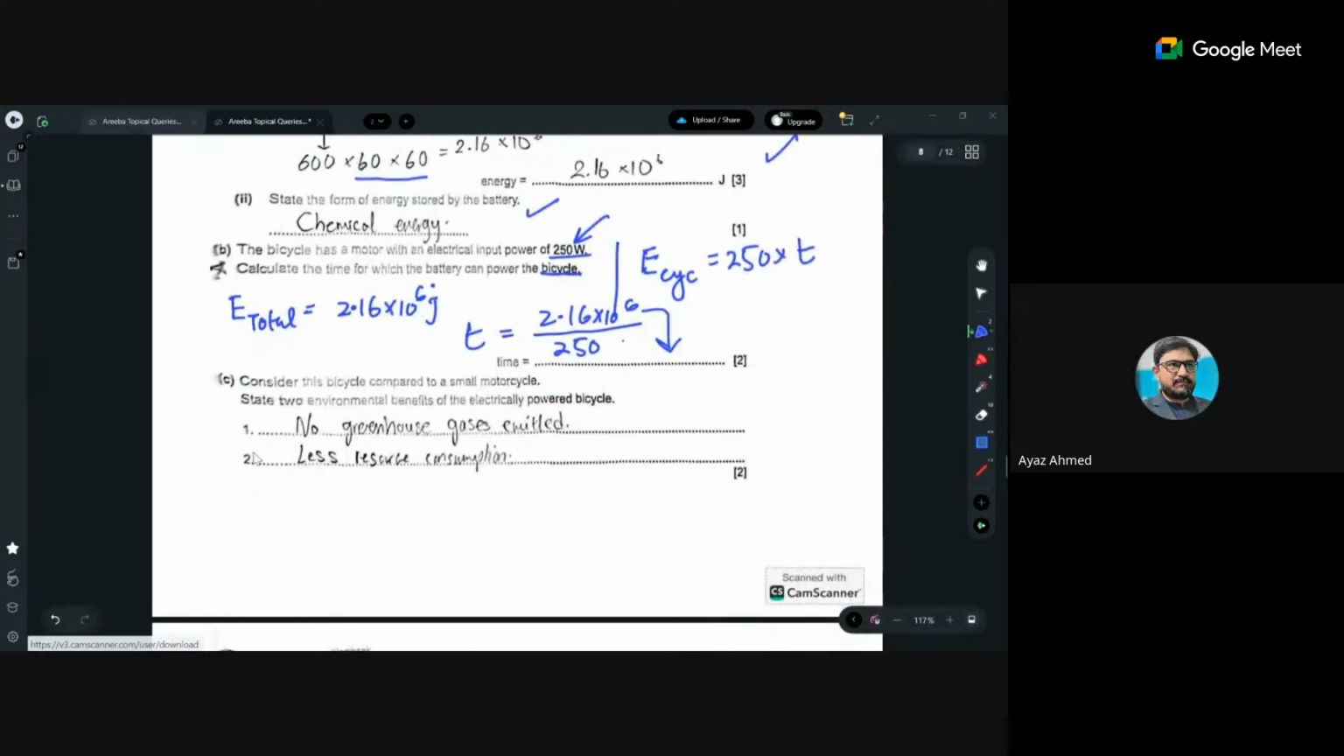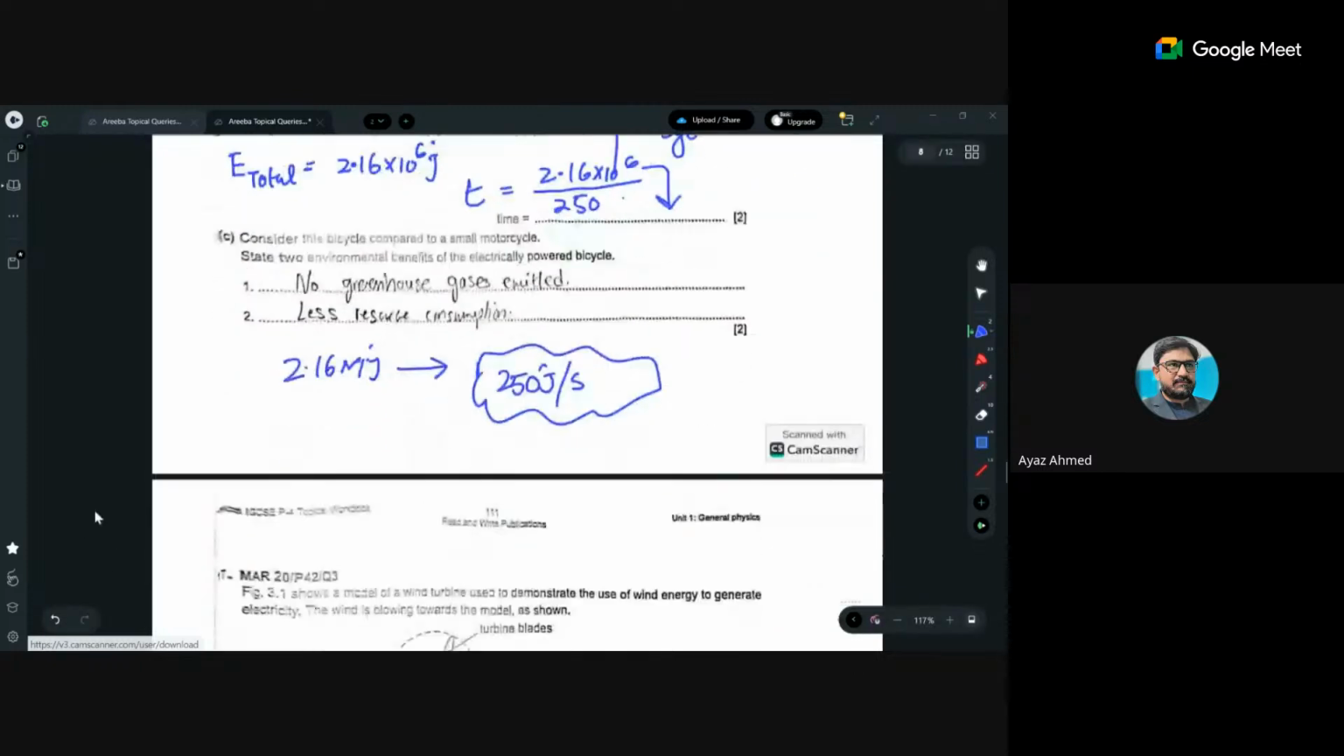The problem is straightforward: I have 2.16 megajoule energy in total, and my bicycle uses 250 joules per second. So how much time will it take? You just divide this, simple. Okay?